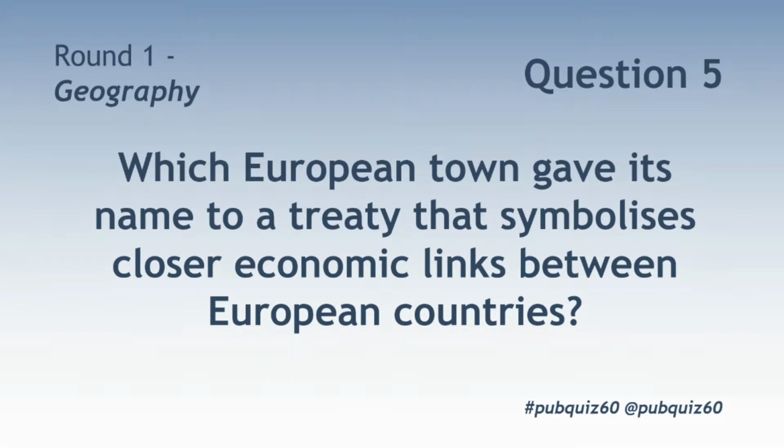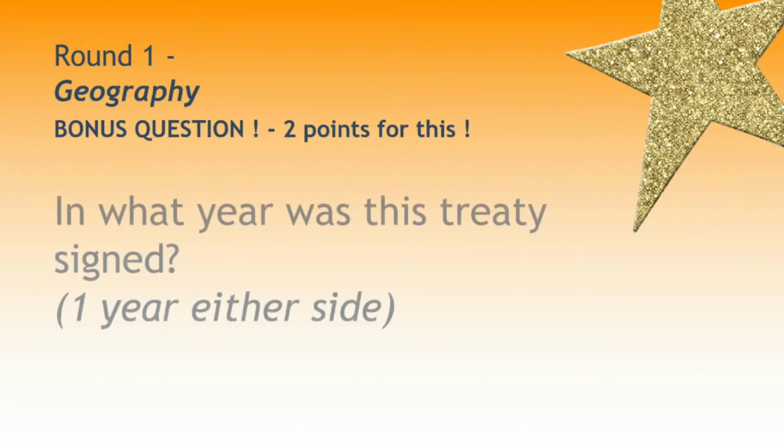And the bonus question for the geography round, again for 2 points when it comes to marking these, is: in what year was this treaty signed? So that refers back to the treaty in question 5 that symbolises closer economic links between European countries. What year was this treaty signed? And I'll give you 1 year either side. 2 points when it comes to marking these later on.